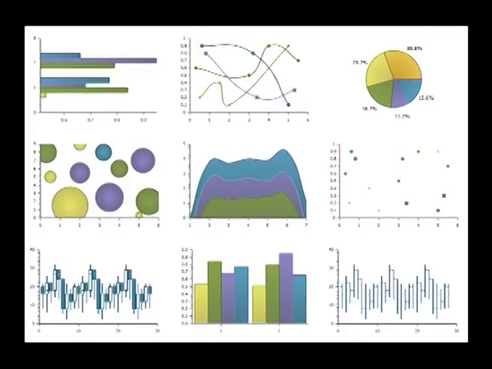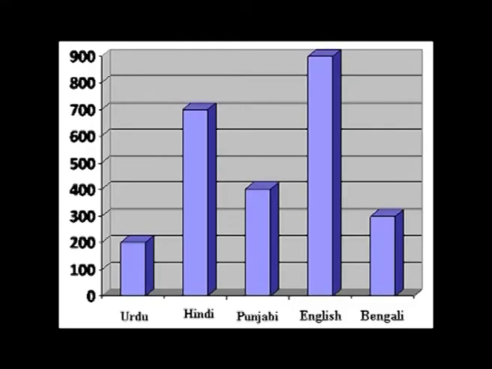When compared with other diagrams, the bar diagram gives more accurate idea of the size of the quantities represented by them.